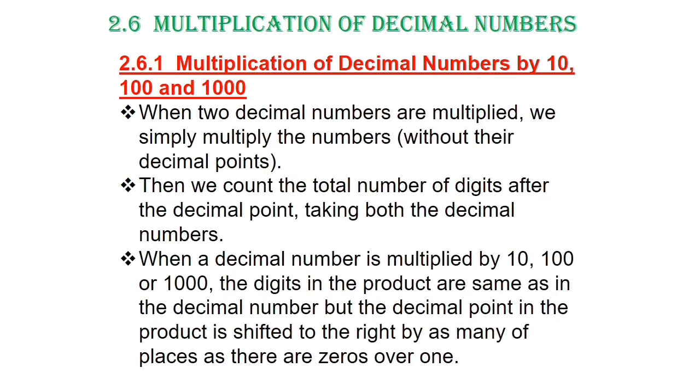Multiplication of decimal numbers. Multiplication of decimal numbers by 10, 100 and 1000. When two decimal numbers are multiplied, we simply multiply the numbers without their decimal points. Then we count the total number of digits after the decimal point, taking both the decimal numbers. When a decimal number is multiplied by 10, 100 or 1000, the digits in the product are the same as in the decimal number, but the decimal point in the product is shifted to the right by as many places as there are zeros over 1.